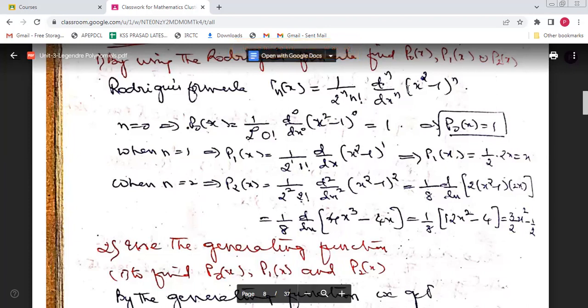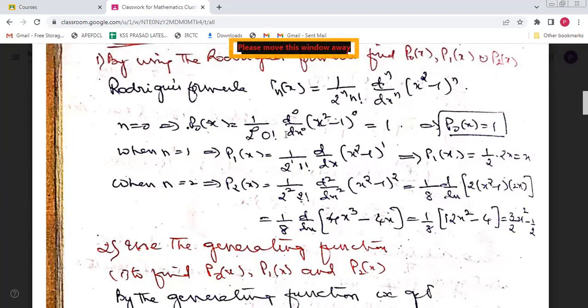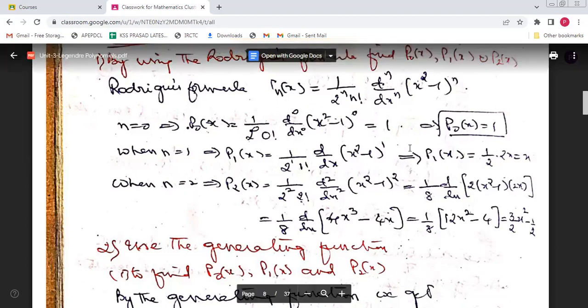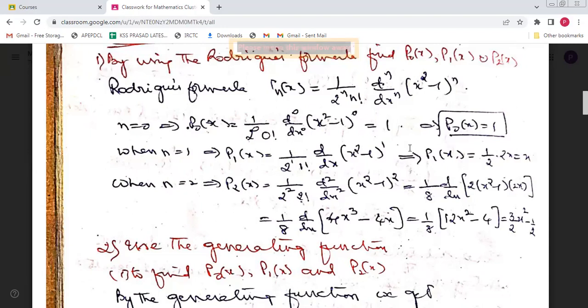So when n equal to 0, P0 of x becomes equal to 1 by 2 power 0, 0 factorial, into the 0th derivative of the function x square minus 1 whole power 0. Anything power 0 is 1. 1 by 2 power 0 is also 1, and 0 factorial is also 1. So finally, P0 of x becomes equal to 1.